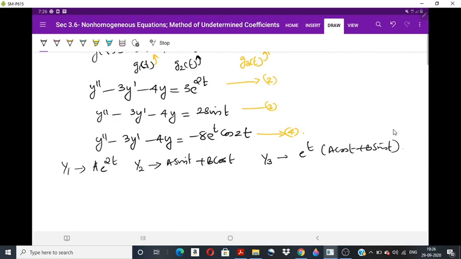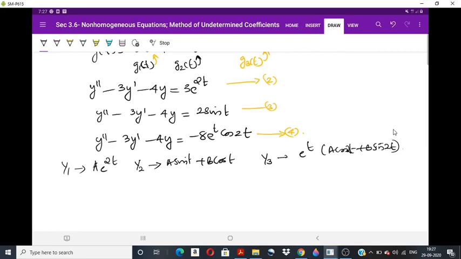Sorry, not a cos t, here it is a cos 2t, so we have to write y3 as a cos 2t plus b sin 2t. Instead of t, here it comes sin 2t. But these three equations, that is equation number 2, 3 and 4, we have already discussed, so you can see the solutions in the previous lectures. You can watch the videos for these equations.